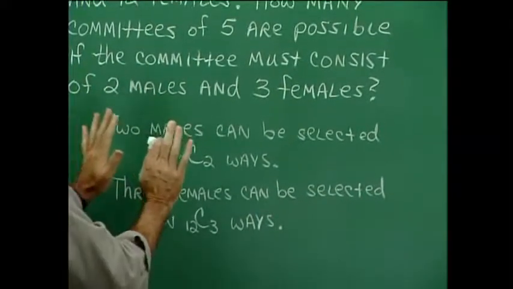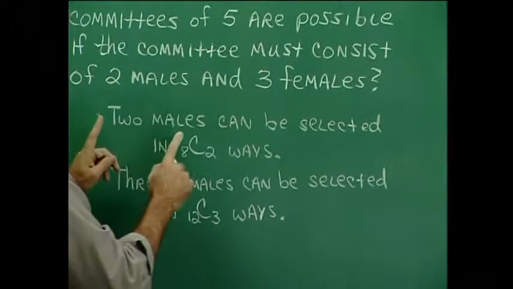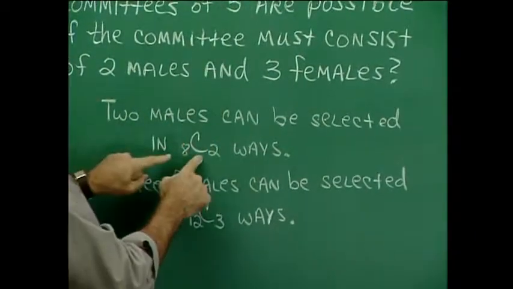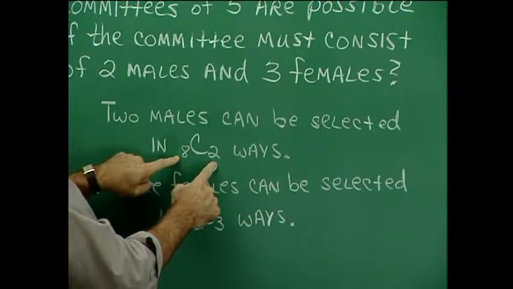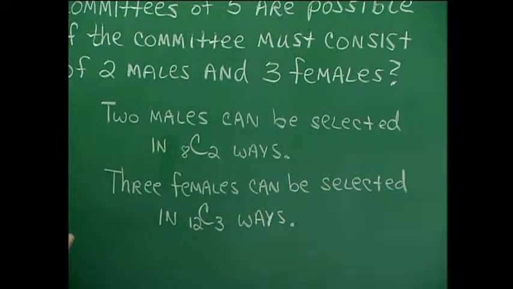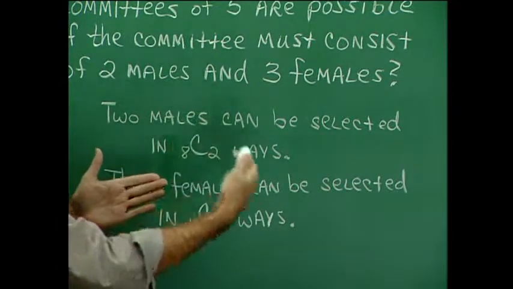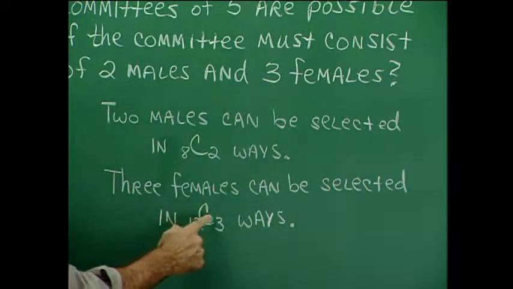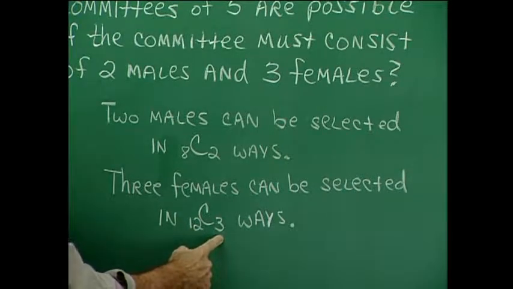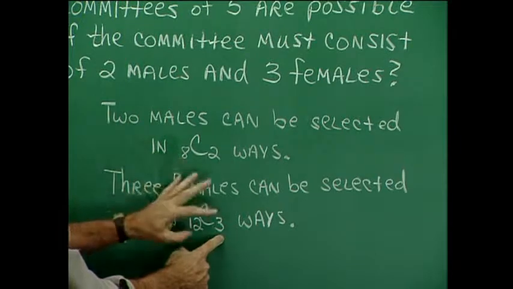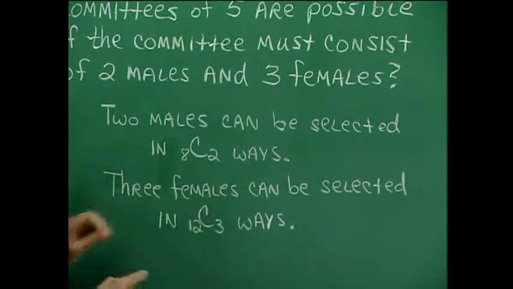Let's think about the number of ways that 2 males can be selected from this group of 8 males. So it's the combination of 8 things taken 2 at a time. All right, we'll make the calculation in a minute. And for the groups of females, we have 12 in the class. We can choose 3 for the committee. So it's the combination of 12 things taken 3 at a time. So the number of possible groups of 3 females is given by this formula.